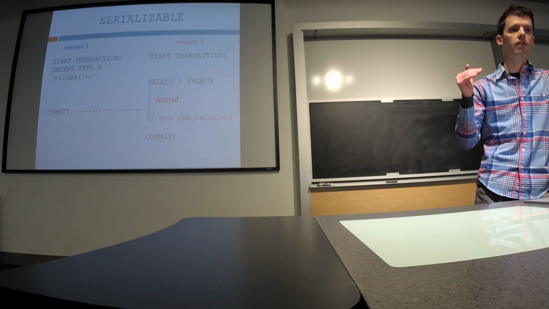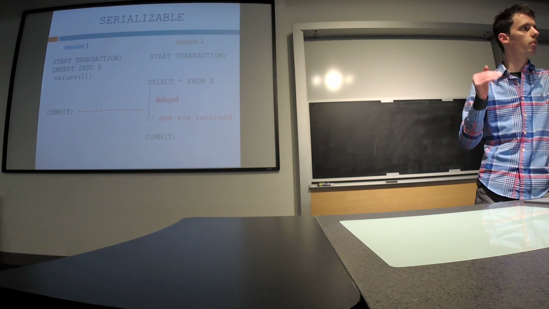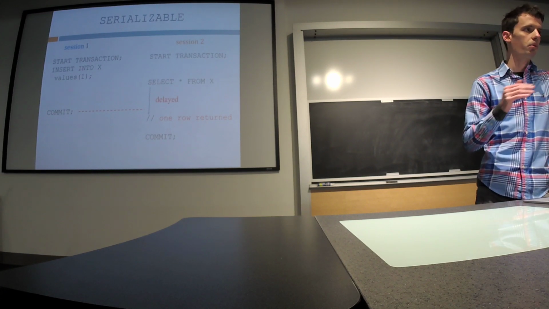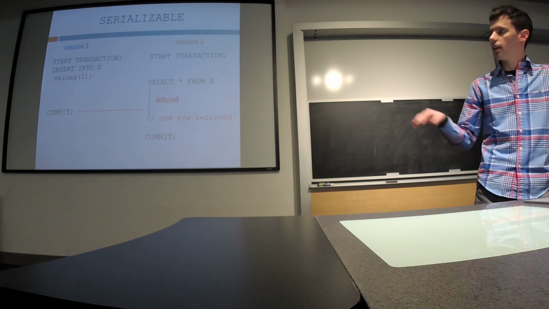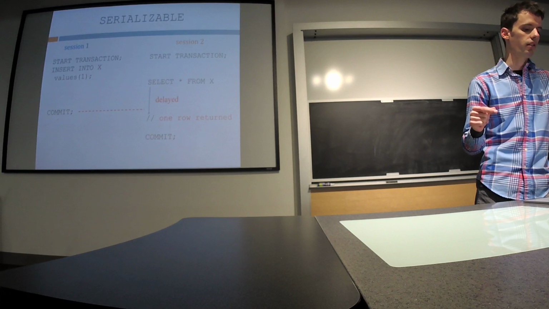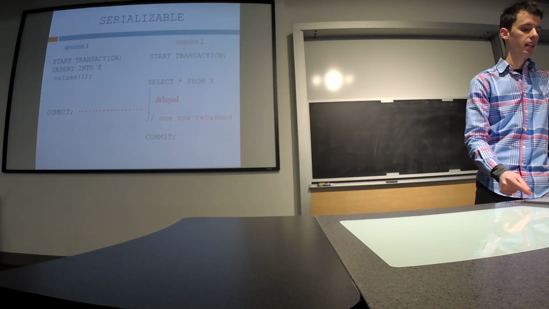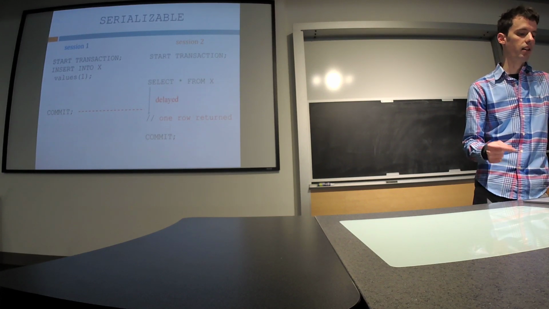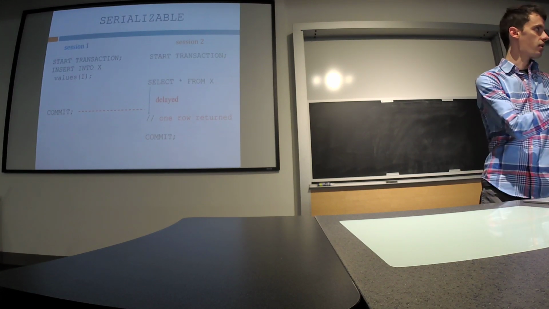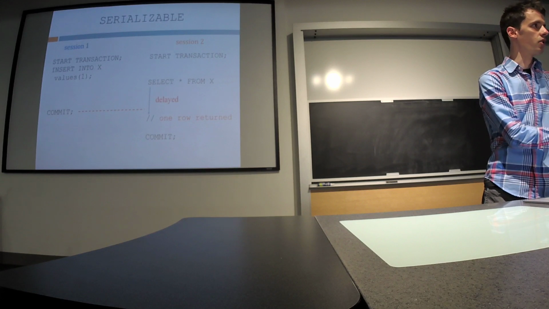So this is unlike any of the other isolation levels, where none of them were causing stalls. They were just either picking old or new data. This is actually causing a stall, and then as soon as session 1 commits, the select will complete. So you're guaranteed that that select will get the updated value if some other session, some other transaction, has changed it.